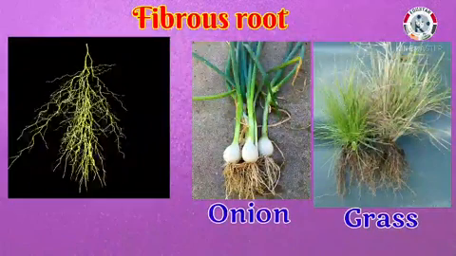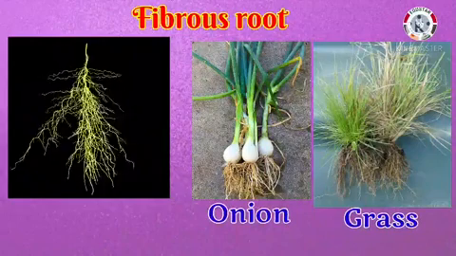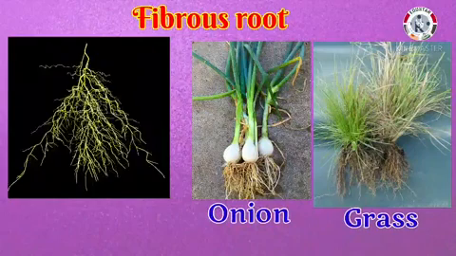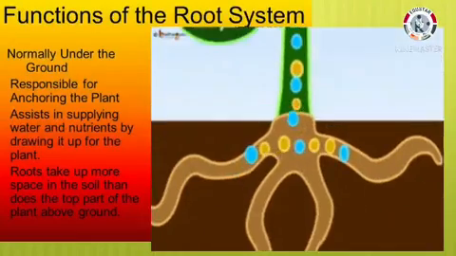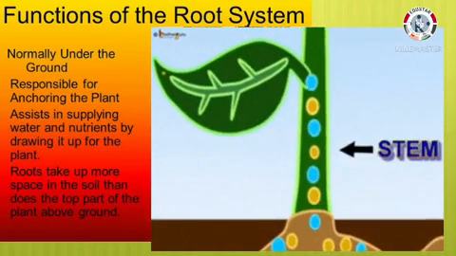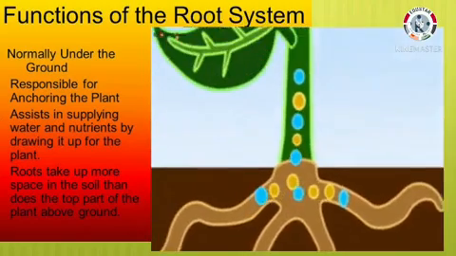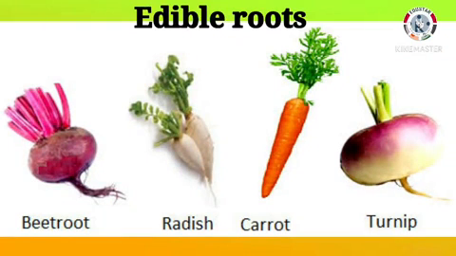Next, fibrous root. Plants such as grasses and onions have numerous tiny roots growing from the base of the stem. Such roots are called fibrous roots. Do you know the functions of the root? Roots help to fix the plants firmly in the soil. They absorb water and minerals from the soil. Roots of some plants are eaten as food. Radish, carrot and beetroot are some edible roots.